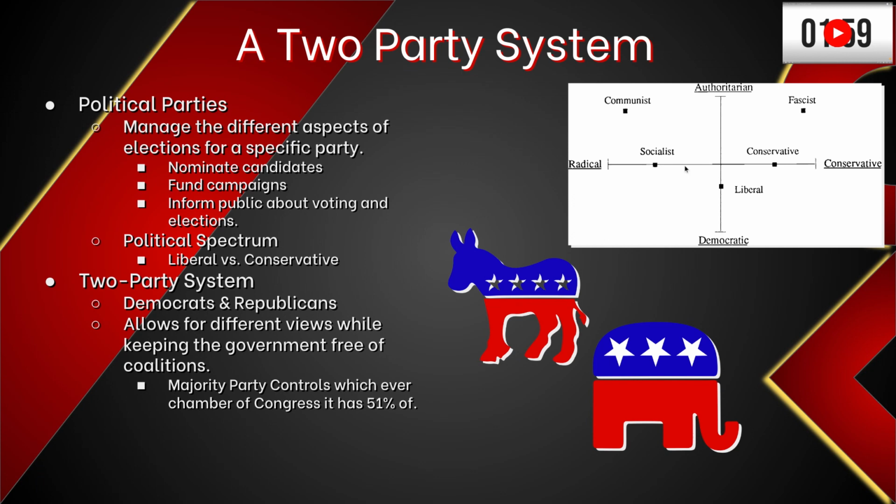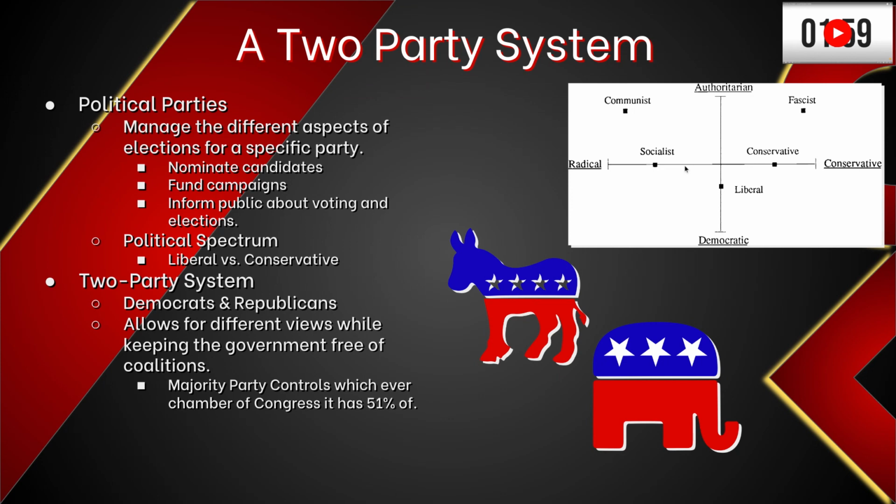Now, those political parties can change depending on what's going on in the United States. Back in the mid-1800s, the Republicans were the Liberal Party and the Democrats were the Conservative Party, but over time they have switched positions on the political spectrum into what we have today.